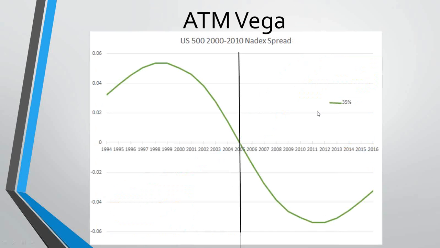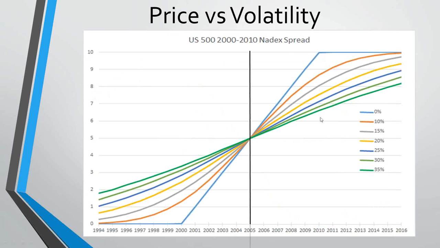That's what the previous slide is showing here. Sometimes people get confused on this. Implied volatility is going up, Vega is negative, it's making the extrinsic value more and more negative. That is what is reducing the spread price.